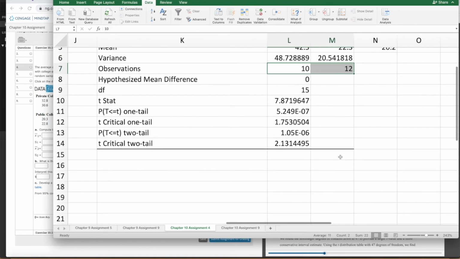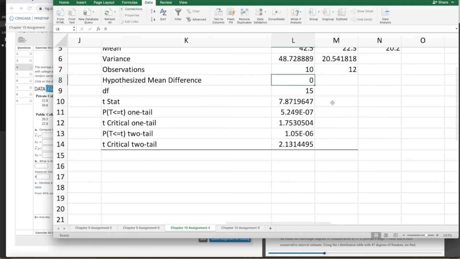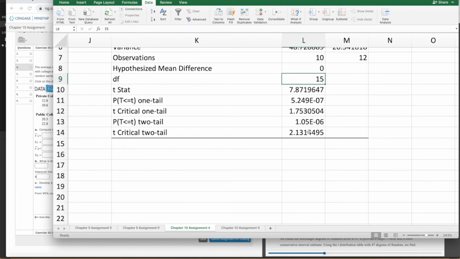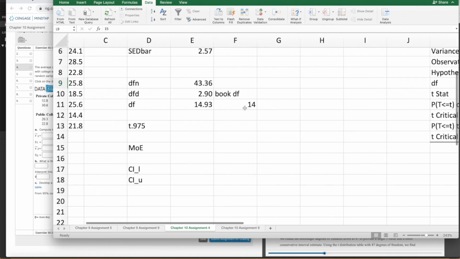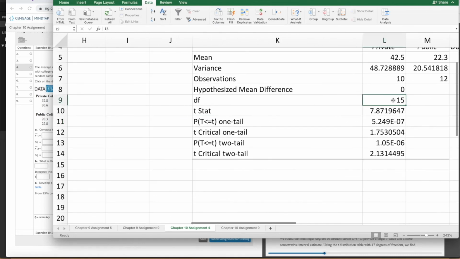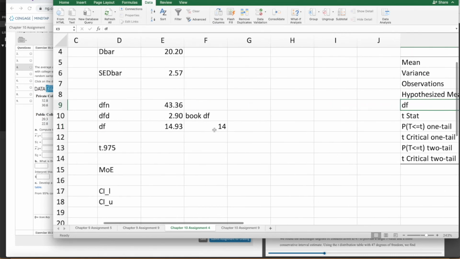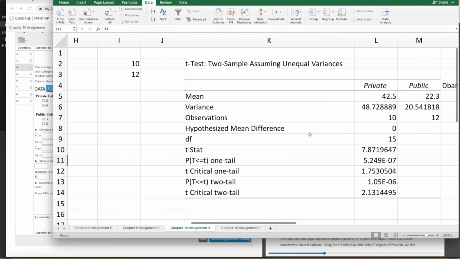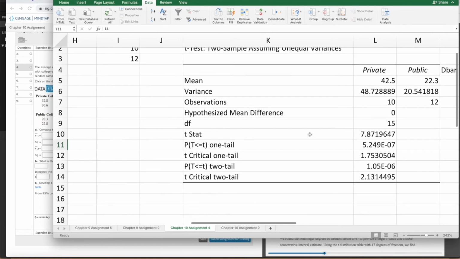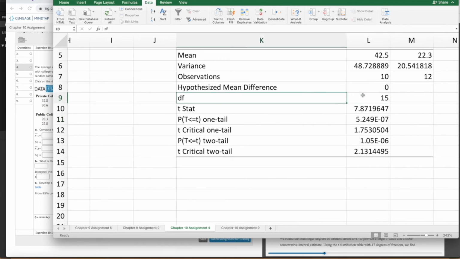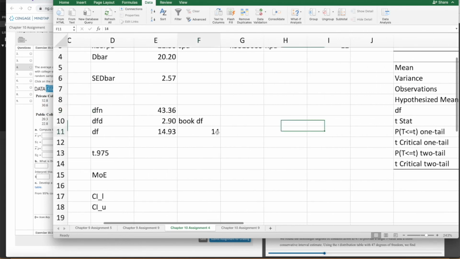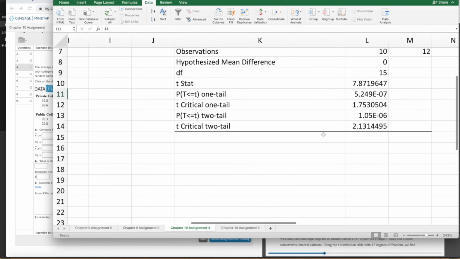Observations, 10 and 12. Hypothesized mean difference, D naught, difference naught is 0. Notice this is why I wanted to show you this. Excel does not use the always round down rule that the book does. So the book will always round down. Now in this example, I did this both ways and the answer is correct both ways because after rounding, you get the same answers, but you should just be aware of that Excel will round to the nearest integer. The book will always round it down. All right?